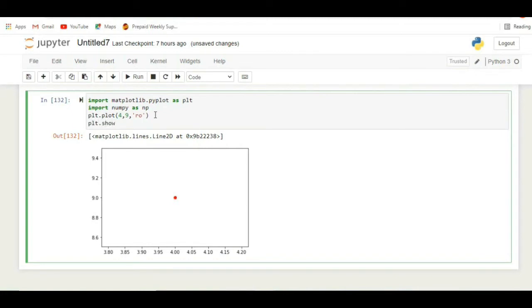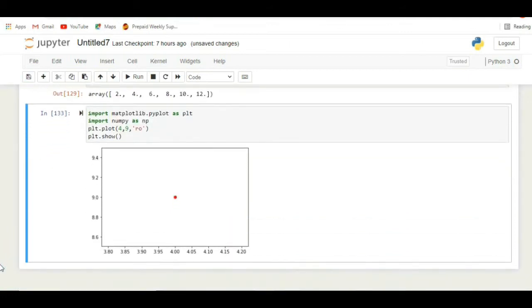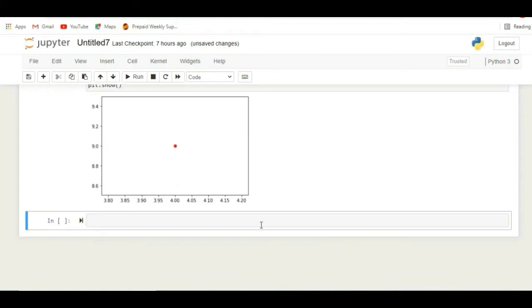You can also write plt.show inside the parenthesis, control and enter, and of course you will get this again. So this is the way to plot a point, to represent a point in the coordinate axis by using matplotlib and numpy. You can change the colors also. 'ro' means red color, and similarly you can put other colors: green, blue and yellow.